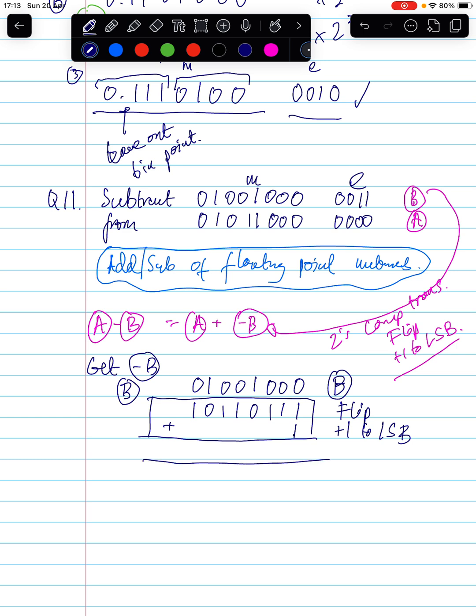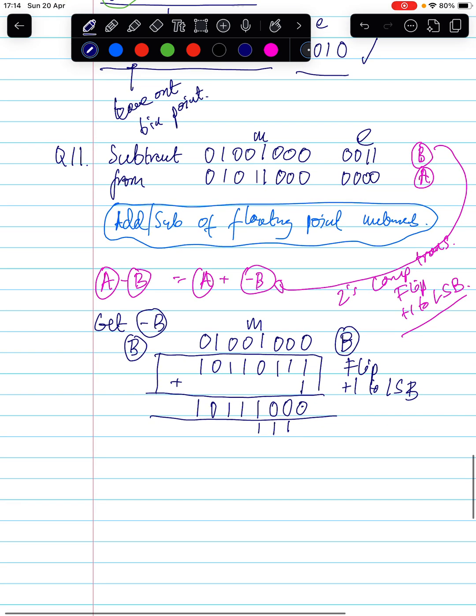So 1 plus 1 is 0, carry the 1. 1 plus 1 is 0, carry the 1. 1 plus 1 is 0, carry the 1. 0 plus 1 is 1. 1 plus 0 is 1. 1 plus 0 is 1. 0 plus 0 is 0. And then that's it. We can just apply that to the mantissa of b.